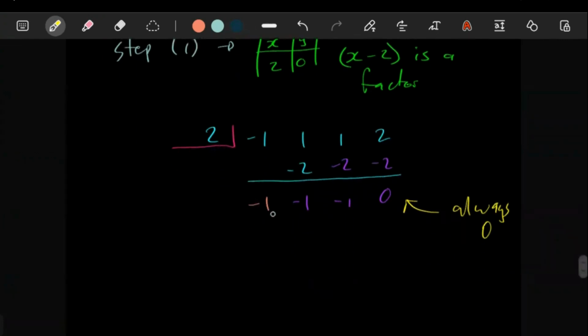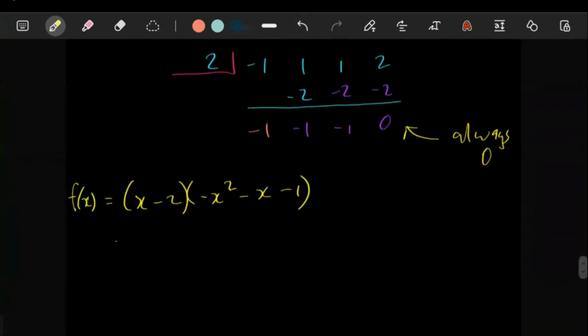So now, when your equation is factorized, you're going to have x minus 2, but then your other bracket has these coefficients: negative x squared, negative x, and negative 1. This is what the factorized equation of f of x looks like. Therefore, x minus 2 is equal to 0, or negative x squared, negative x, negative 1 equals 0.